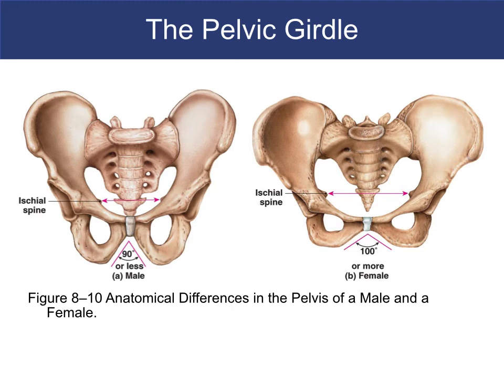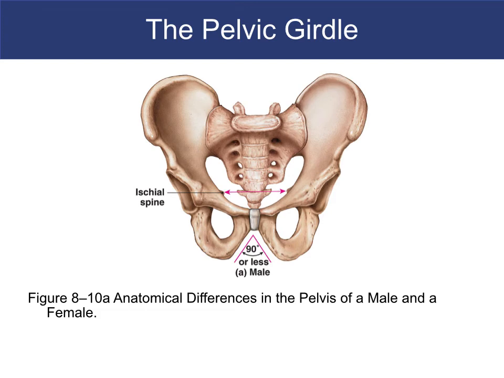This is the deal that the book talks a lot about, and it's really obvious when you have a male and female pelvis sitting side by side, and that is this angle down here. The angle between the two pubic bones, ischial bones, I guess, is 90 degrees or less. Usually it's a lot less in males, and in females it's much wider, greater than 100 degrees. So that's something you probably ought to know, the variations between the male and the female pelvis.